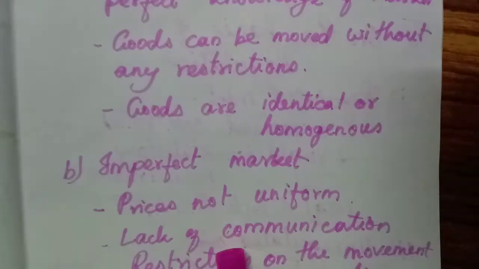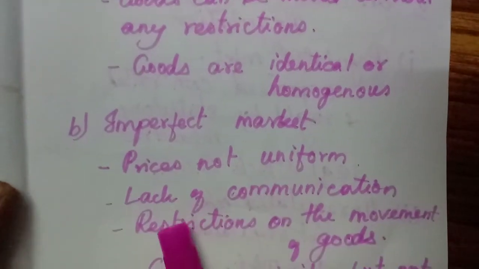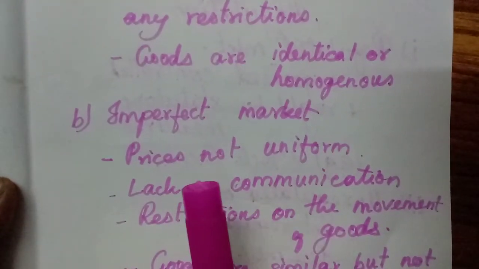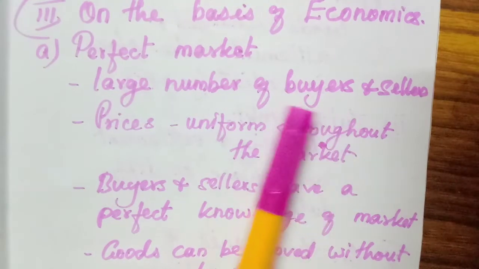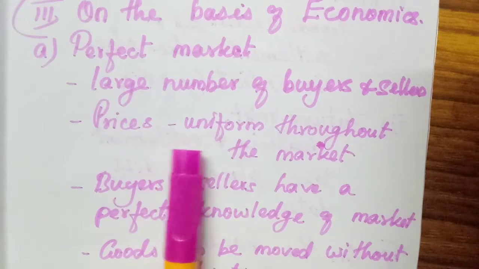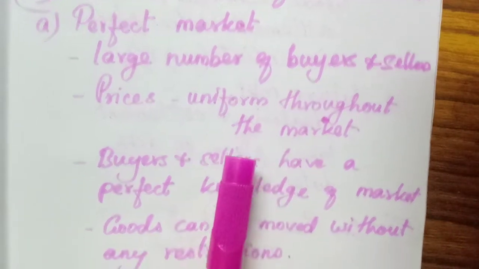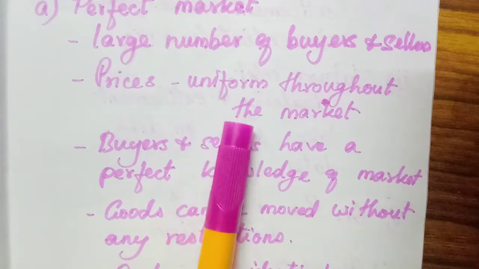Just the opposite you can write for the imperfect market. Here they have given only 4 points. You can write all the 5 points. Here the same way also you can write. There may not be a large number of buyers and sellers. Then the prices will not be uniform throughout the market. Again, prices will be different.